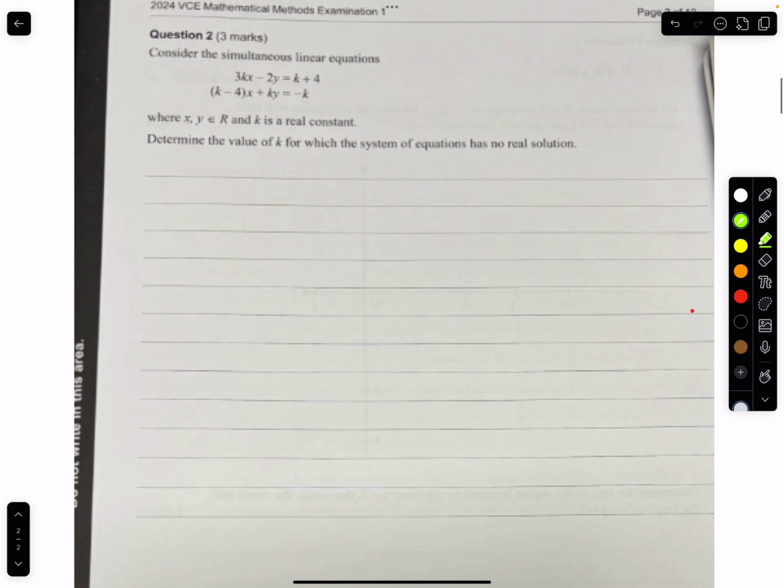Okay, so question 2. Consider the simultaneous linear equations, where x and y are elements of the reals and k is a real constant. Determine the value of k for which the system of equations has no real solutions.